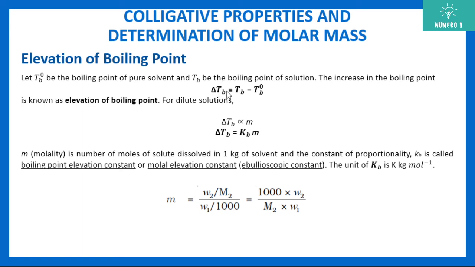So this elevation of boiling point for dilute solutions is proportional to m, where m is molality. Please note down where m here is molality. So in order to remove the proportionality sign, you can introduce a constant Kb. So delta Tb is equal to Kb times m, where Kb is your boiling point elevation constant or molal elevation constant. The units of Kb are Kelvin kilogram per mole. Remember that this equation is valid for dilute solutions. A dilute solution means we have a small amount of solute inside.